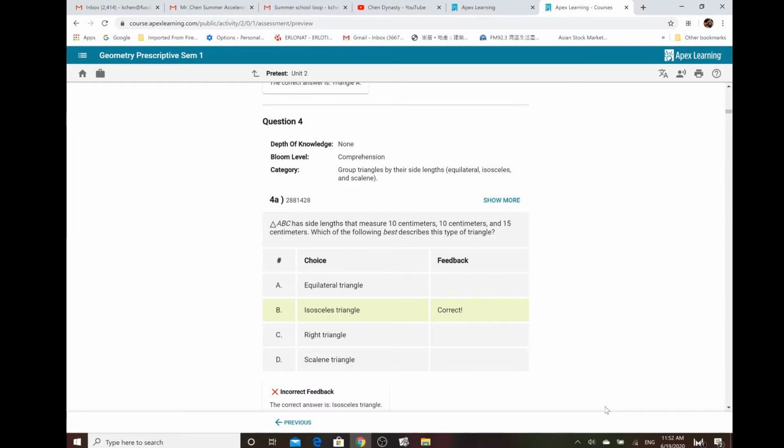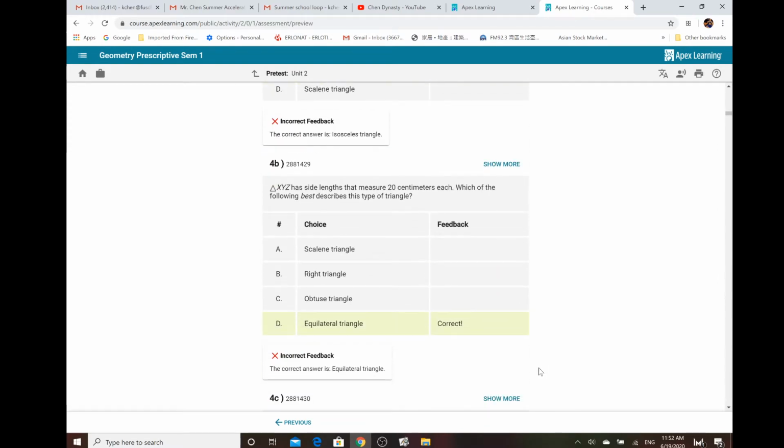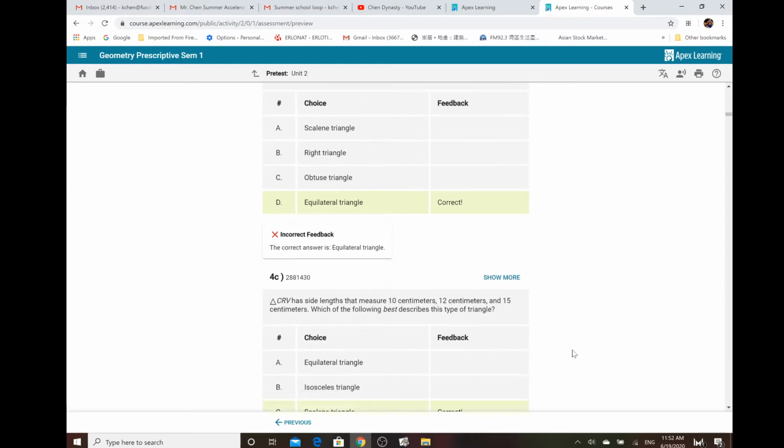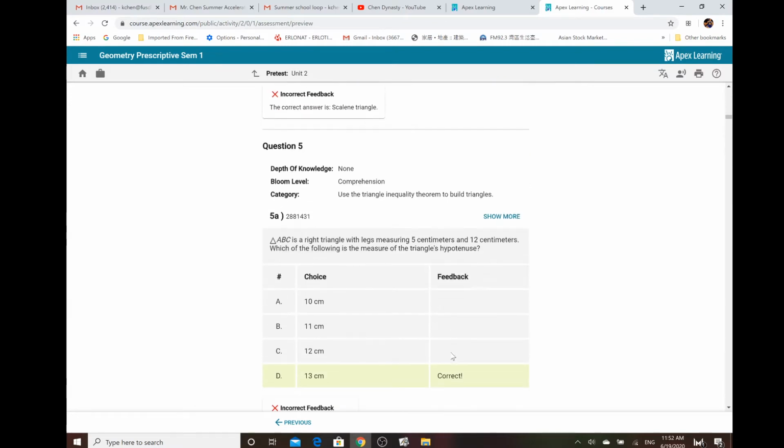Triangle ABC has side lengths of 10 centimeters, 10 centimeters, and 15 centimeters. Anytime two sides of a triangle are exactly equal, it's called an isosceles triangle. Triangle XYZ has side lengths of 20 centimeters each. All three sides are equal, so it's called an equilateral triangle, or an equiangular triangle. If none of the sides are equal, it's called a scalene triangle. I'm sure you are pretty familiar with this.